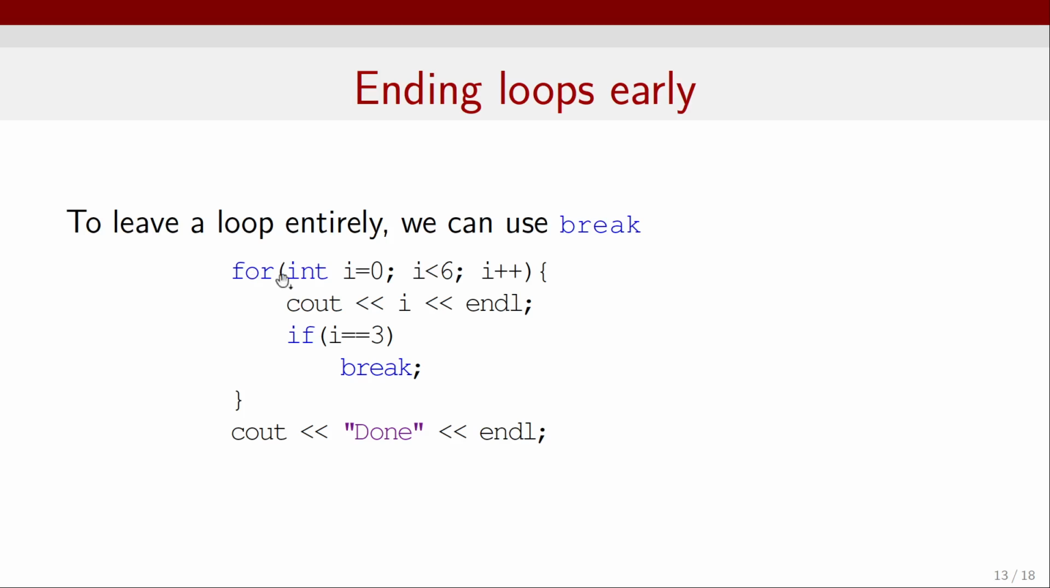So I have the usual for structure here, for int I equals 0 up to I equals 5, and then I print I to the screen, and then I actually want to stop the loop when I takes the value 3. So I can say if I equals 3, break. And then if that statement is true, the program will break the for loop, and it will continue to the other commands after the for loop.